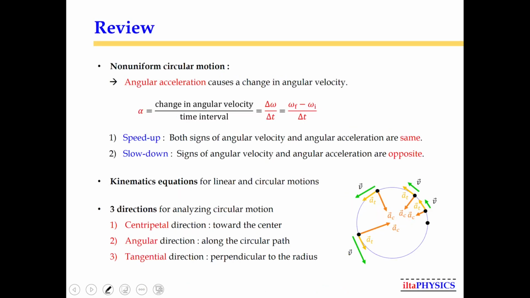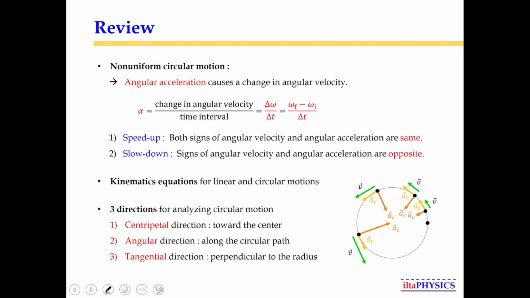Up until now, we've been studying non-uniform circular motion where the rotation speed changes. In rotational motion, it's useful to express how fast something rotates as angular velocity, and we define the change in that angular velocity as angular acceleration. As you can see in the formula above, angular acceleration is calculated by dividing the change in angular velocity by the time interval. Depending on its relationship with the direction of angular velocity, this angular acceleration can either speed up or slow down the rotating object.